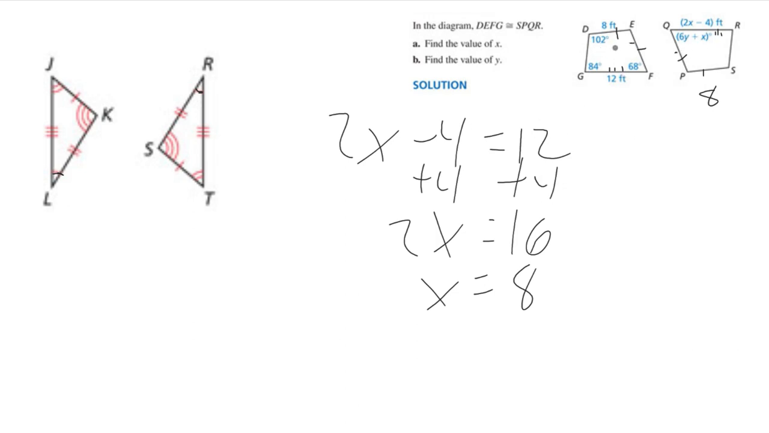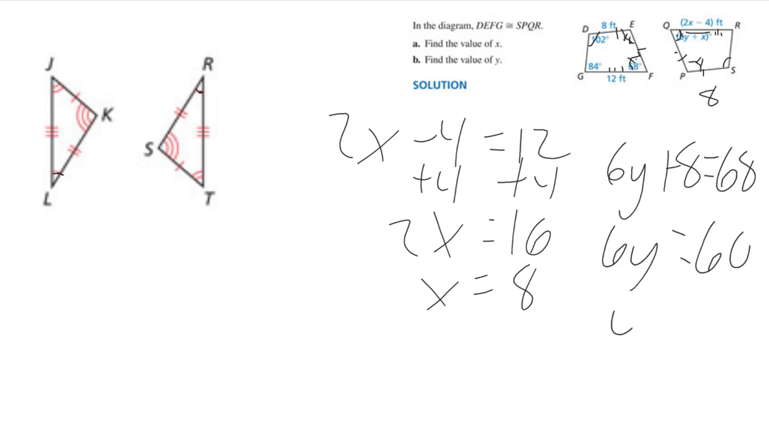Then they said, so that means that D is the same as S, which means that E, 2 tick marks, is the same as P, which means that F, with the 3 tick marks, is the same as Q. So that means that 6y plus 8, because we found x from earlier, is equal to 68. Subtract 8 from both sides, and divide by 6.